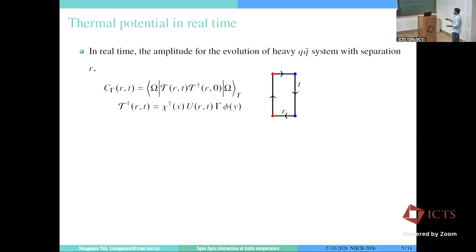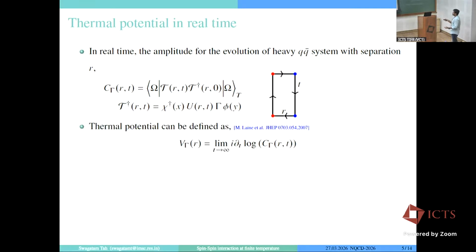Here phi is the quark and chi is the anti-quark, and this gauge link is multiplied to make this creation operator gauge invariant. So we are creating the operator and destroying it after evolving in time. The thermal potential can be defined by taking the logarithm of this amplitude and taking a partial derivative, in the large time limit, because the potential is defined at large time, where it is basically independent of time.